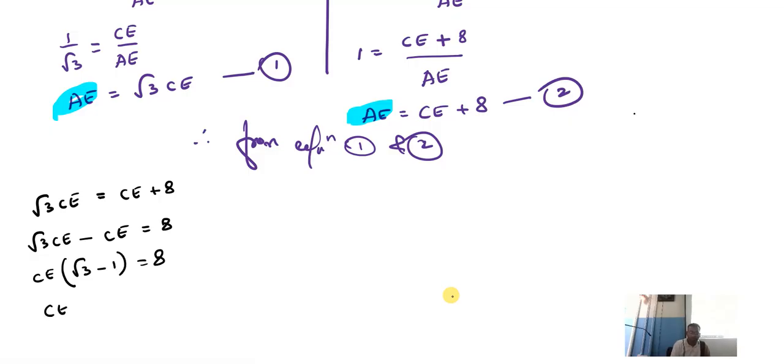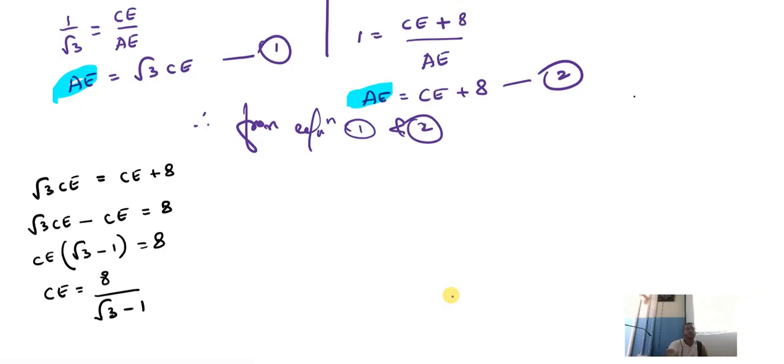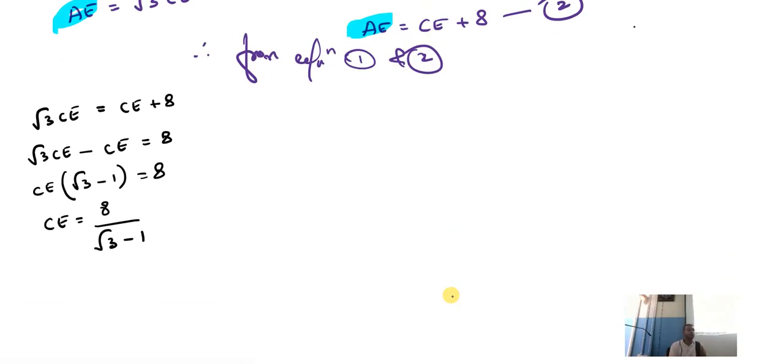Then the value of CE is 8 upon root 3 minus 1. Since we got a root in the denominator, we have to do rationalization. CE is equals to 8 by root 3 minus 1. The rationalizing factor of root 3 minus 1 is root 3 plus 1 by root 3 plus 1.